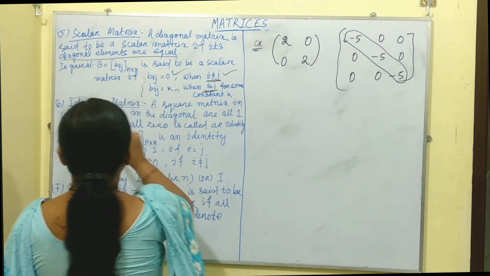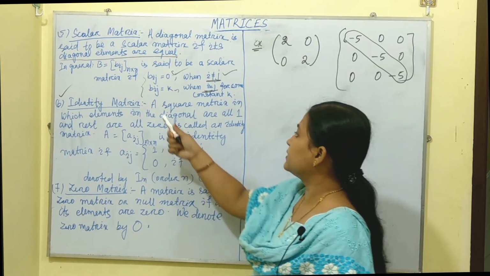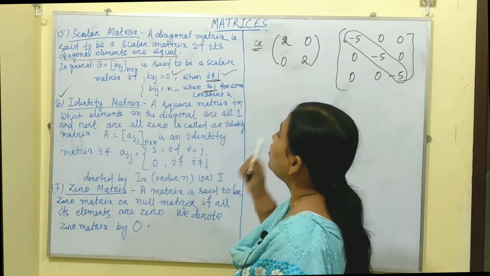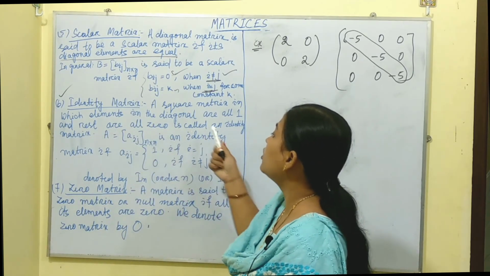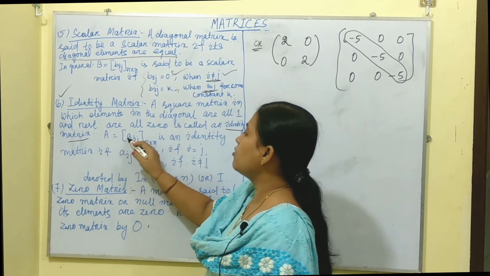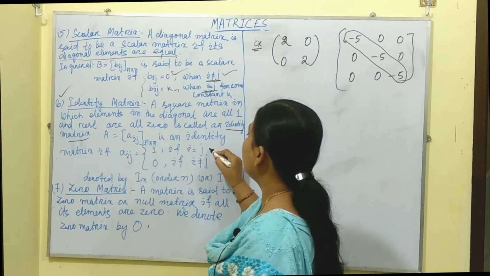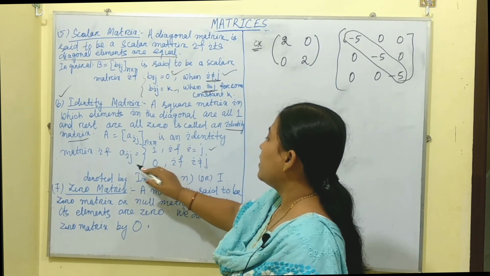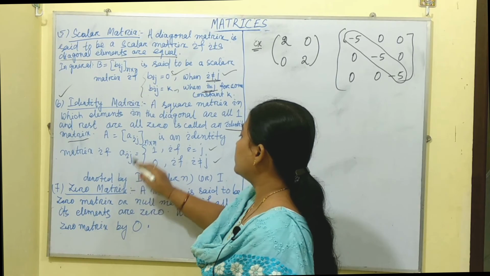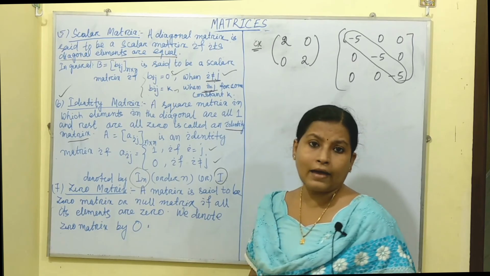Okay, now we'll start identity matrix. So what is an identity matrix? A square matrix in which elements in the diagonal are all 1 and rest are all 0. It is called identity matrix. So in general form, A equal to Aij of order n is an identity matrix if Aij equal to 1, if i equal to j, and Aij equal to 0 if i not equal to j. We can denote the identity matrix by In, or it is simply called I.